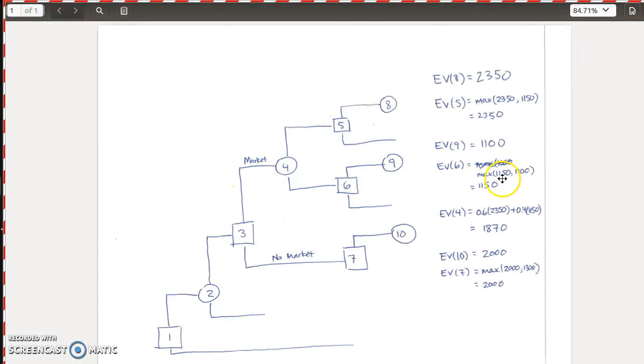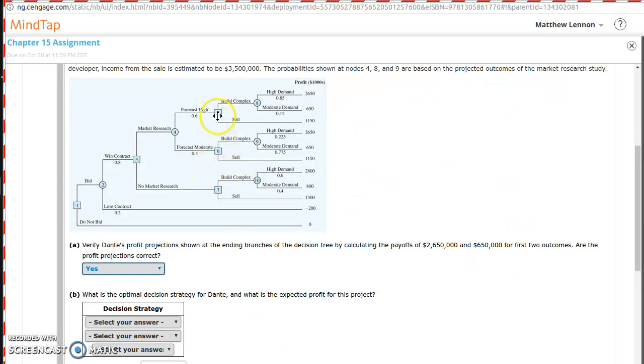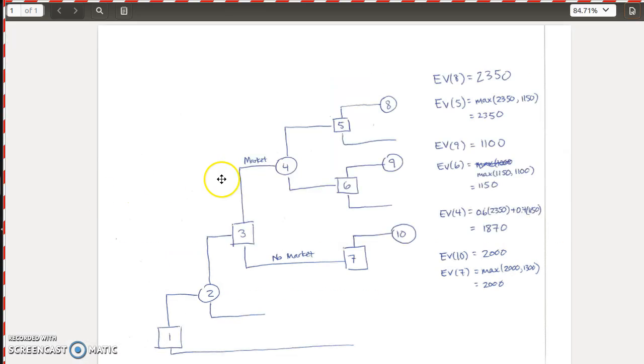Node 6, we do the max of 1150 and 1100, and that's going to be 1150. So then for node 4, we've got probabilities at nodes 5 and 6. So you just bootstrap your way backwards when you're doing this. We have 0.6 times the 2350 plus 0.4 times the 1150, and that'll give us our expected value for node 4. And that turns out to be 1870.